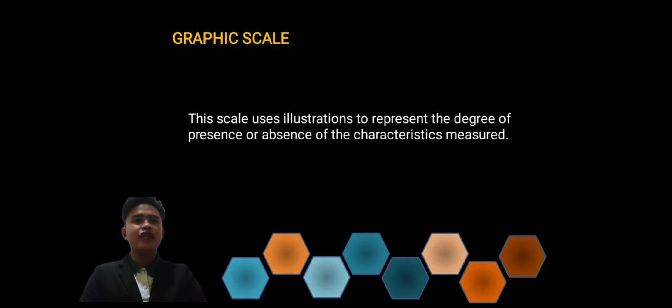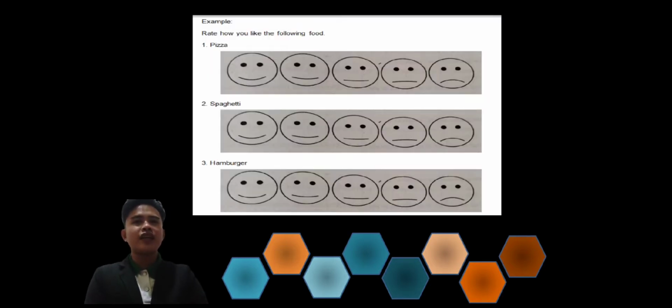Scale. This scale uses illustration to represent the degree of presence or absence of the characteristics being measured. For example, rate how you like the following food. So pizza. We have here the smiley, a little bit happy and neutral, I guess. A little bit sad and sad. So we have here spaghetti, hamburger. So it actually uses an image or an emoji.